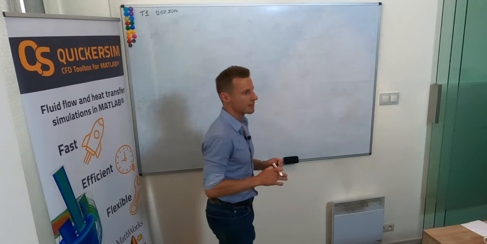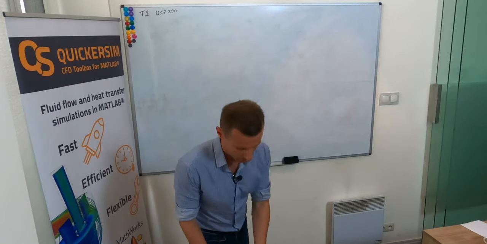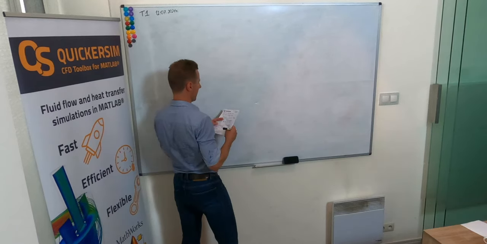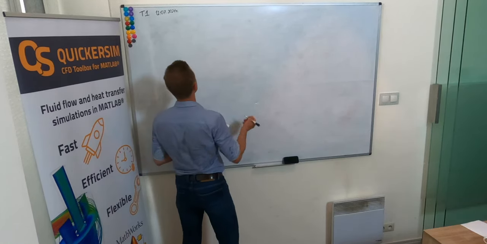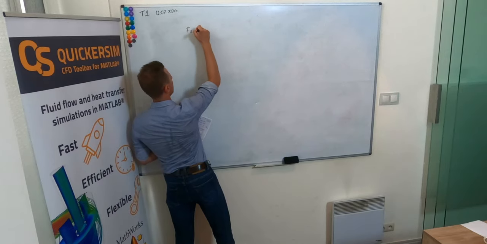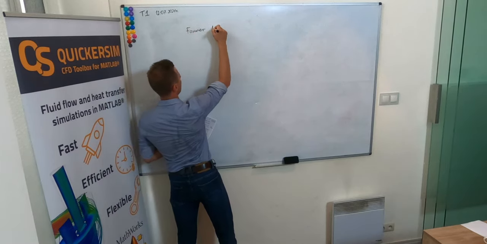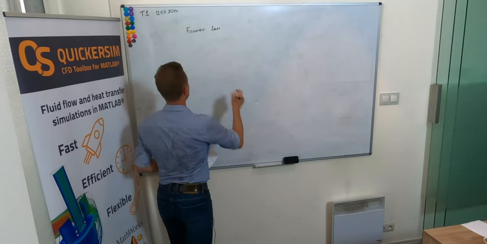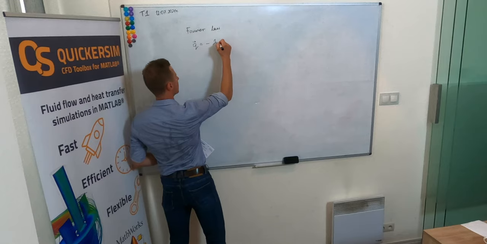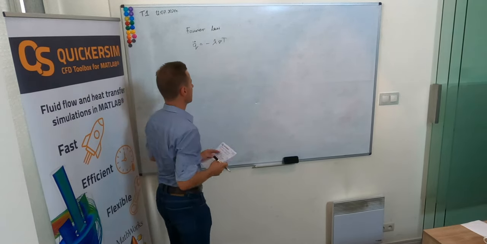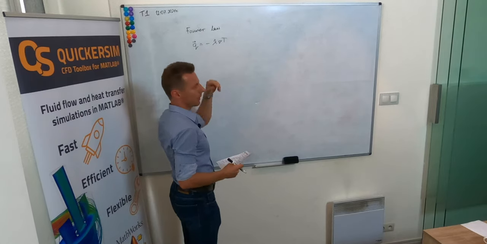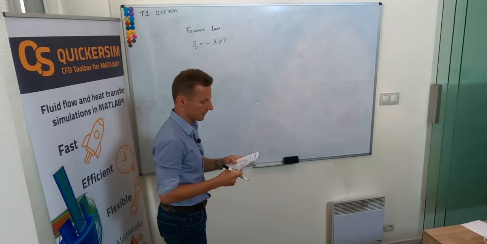So let's start with the summary of the differential models by writing the laws that govern, for example, heat conduction. And for heat conduction, you know that the Fourier law applies, which says that the heat flux is proportional to the thermal conductivity of the material and the gradient of the temperature field.